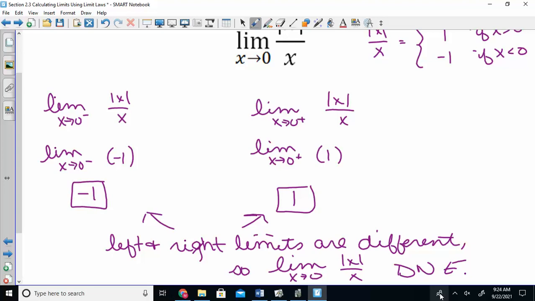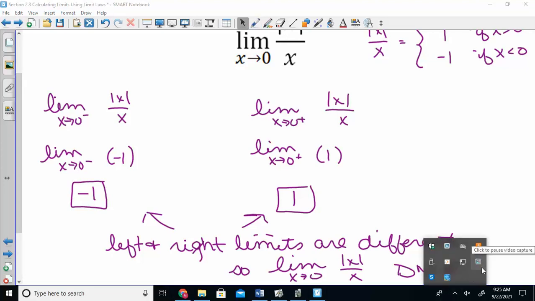I want to stop here today. There is a handout posted on Classroom, and you've got the rest of the hour to work on that. Please practice using good notation.